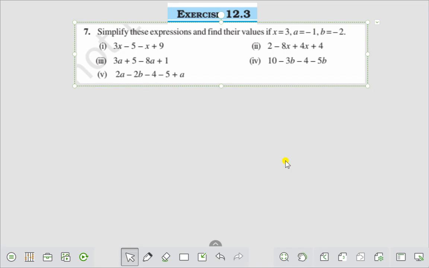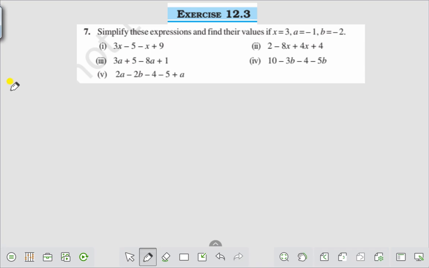Hello everyone. Today I'll discuss exercise 12.3 question number 7. Simplify these expressions and find their values if x is equal to 3, a is equal to minus 1, b is equal to minus 2. Let us find.